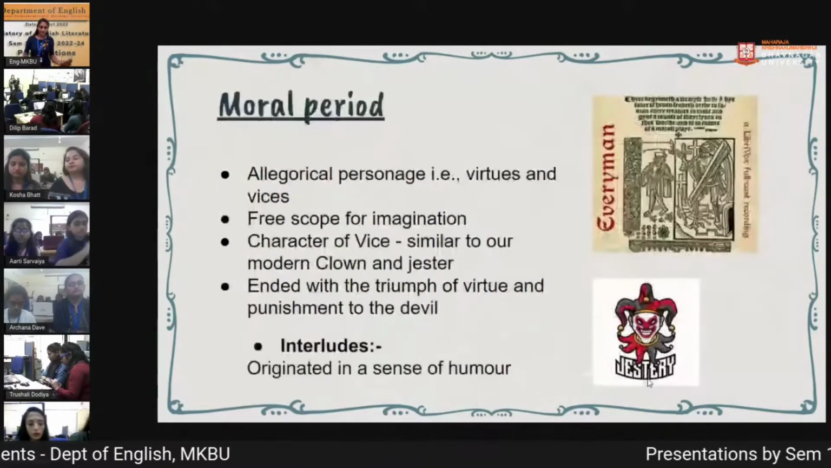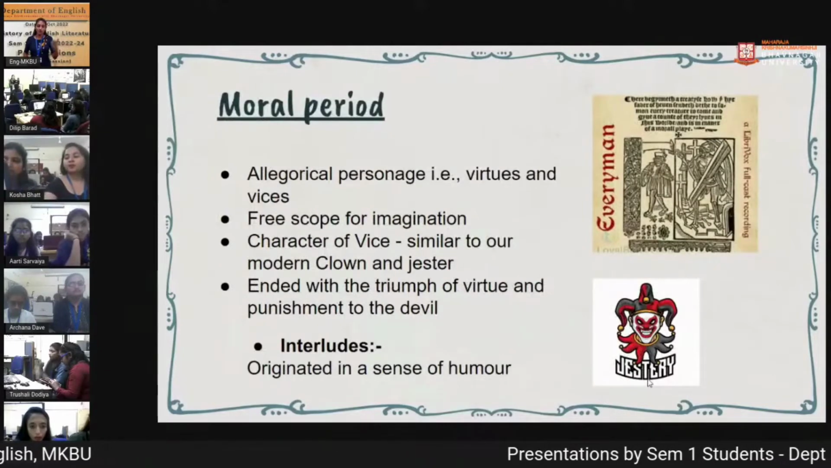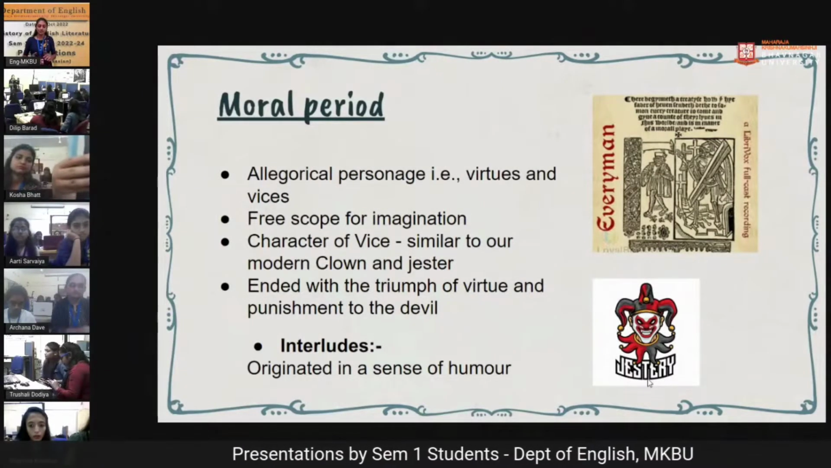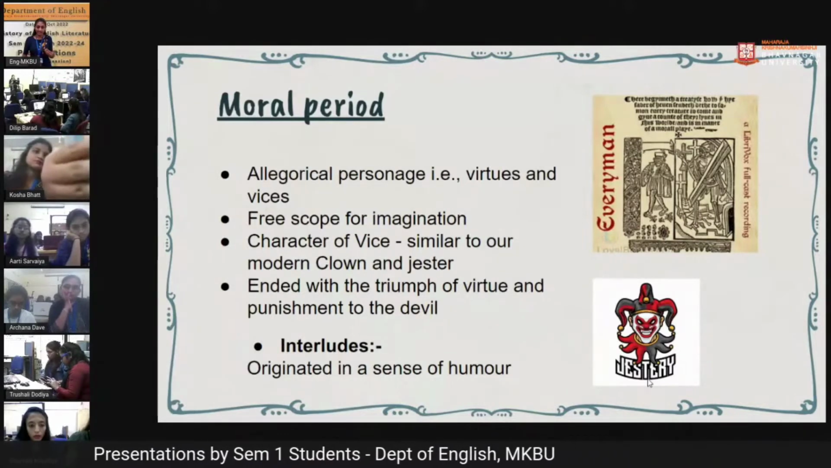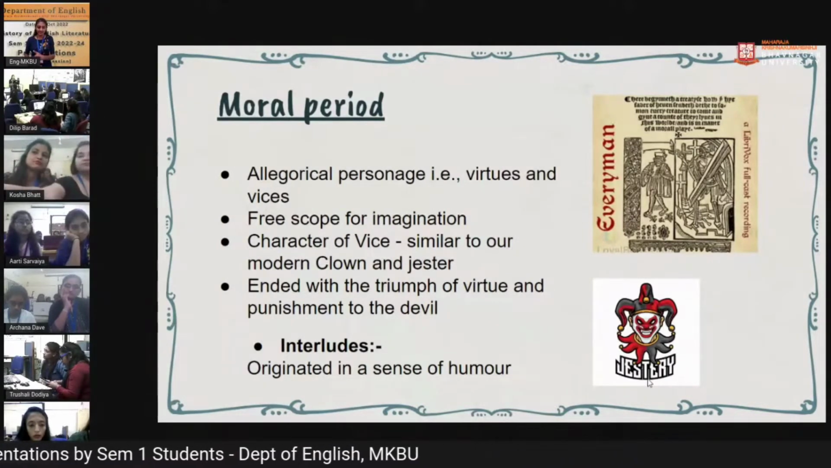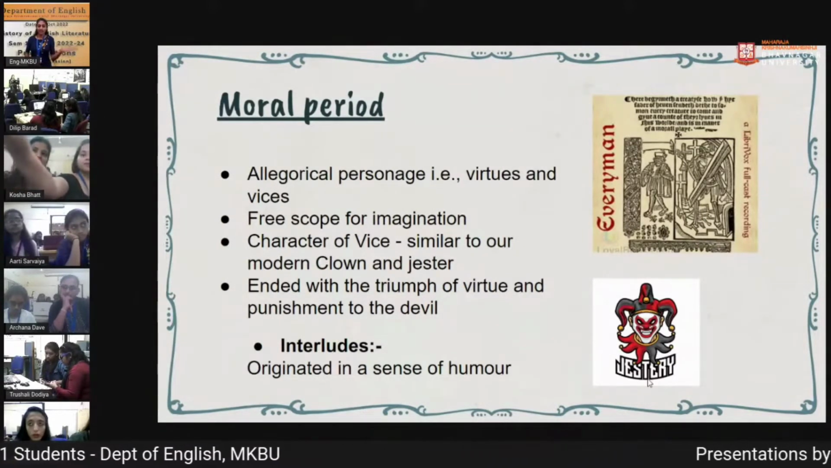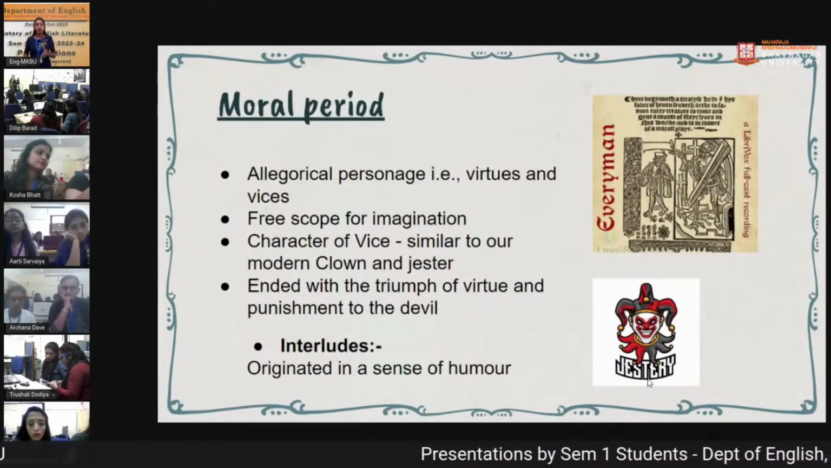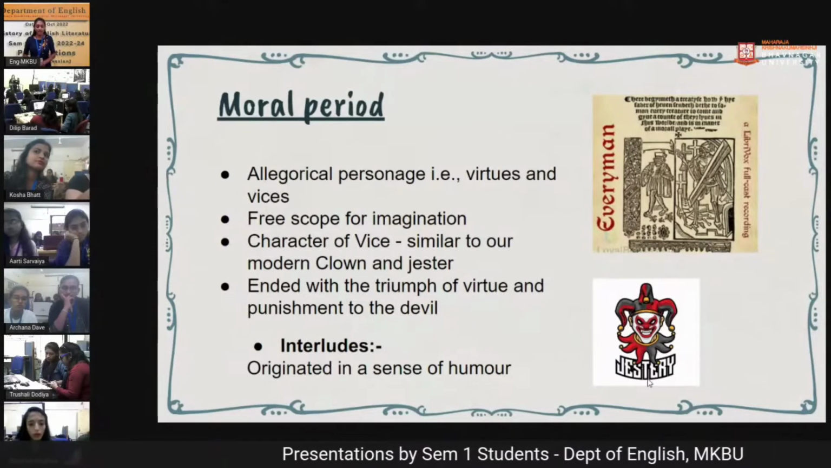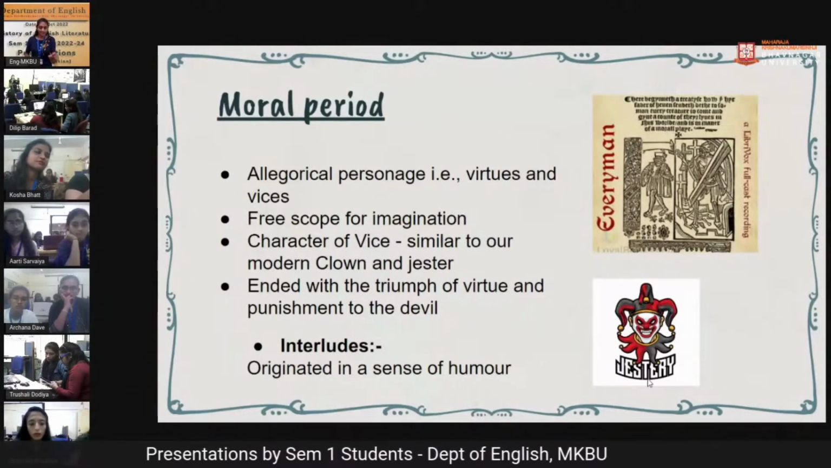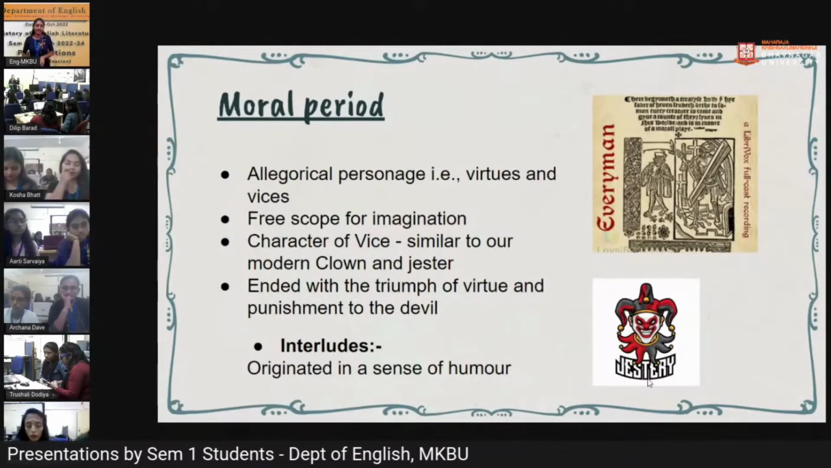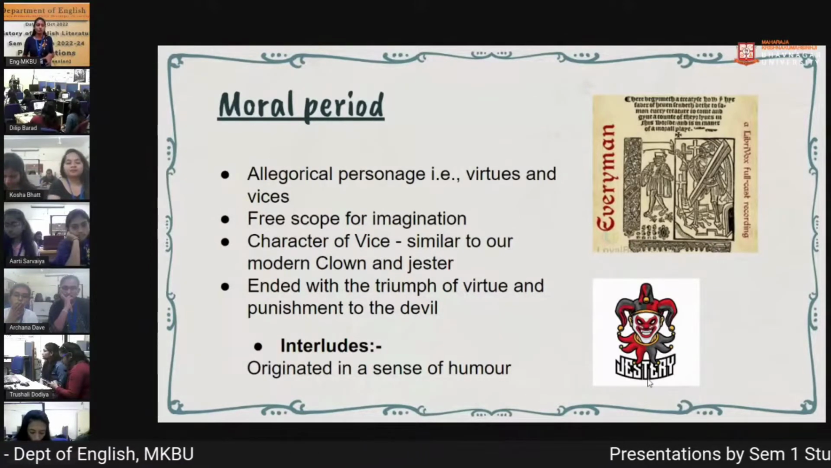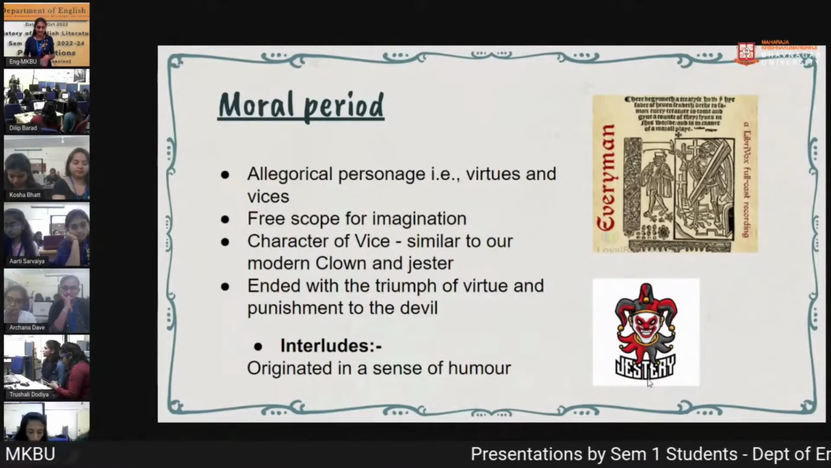Now that was a religious period, and later on the moral period of drama came, and in this period allegorical personages were used as characters, like virtues and vices. There was now a move a step forward. England gave free scope for imagination to them. And in this moral period of the drama, the character of Vice was introduced, which is quite similar to our modern clown and jester.